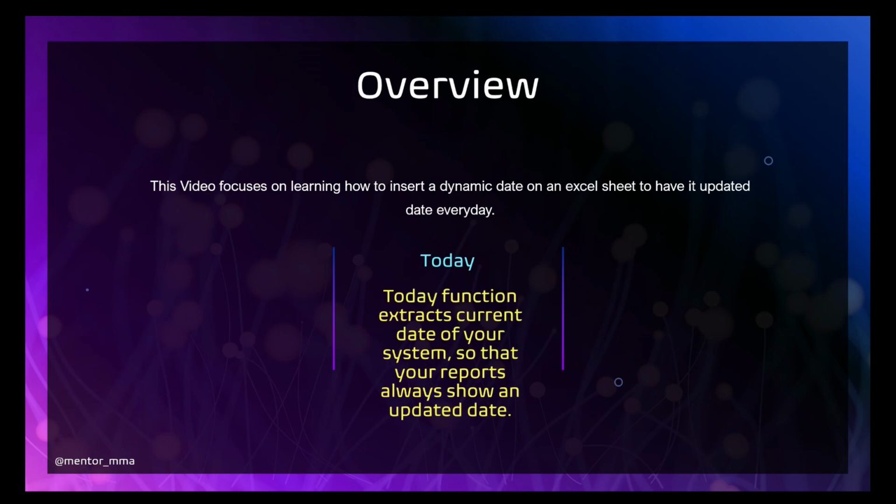So for all those reasons, there is a TODAY function in Excel that extracts the current date of your system so that your report always shows an updated date. So whenever you open that report, on the day that you open that report, you will see that day's date automatically on your Excel sheet. So let's quickly jump into Excel and see.